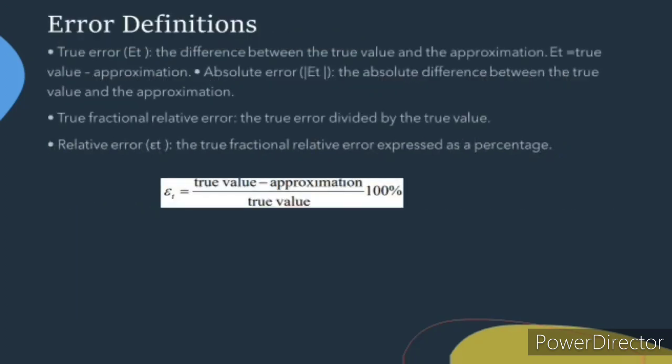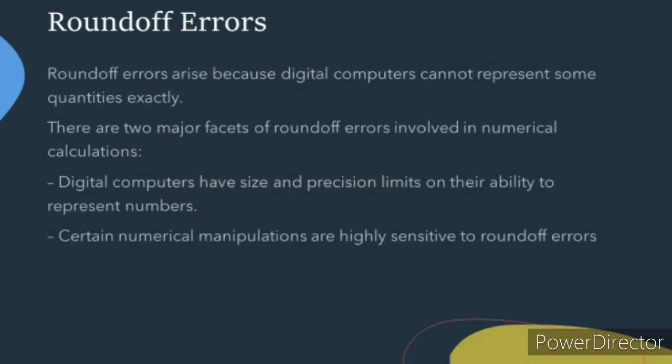We have the error definitions. The true error, E_T, is the difference between the true value and the approximation, where E_T is equal to true value minus the approximation. The absolute error is the absolute difference between the true value and the approximation. The true fractional relative error is the true error divided by the true value, and the relative error is the true fractional relative error expressed as a percentage, where relative error is equal to true value minus approximation over the true value times 100%.